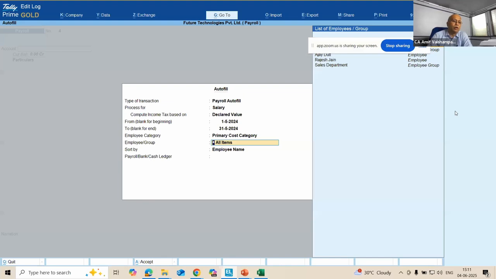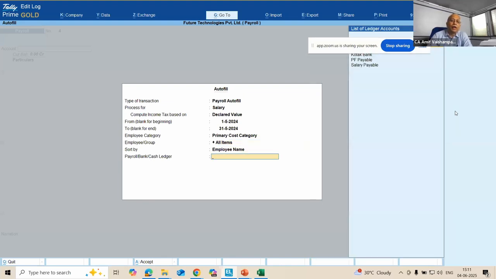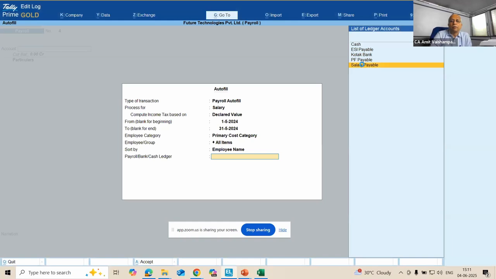I'm putting it for all items sorted by employee name, and I'm going to take it to this particular ledger called salary payable. If you want, you can have the salary payroll hit directly to your bank account, but I normally don't advise payroll books or any other books to hit the fund flow. I normally prefer to have the fund being managed by the fund manager person. So payroll here, I'm going to hit it to salary payable ledger.